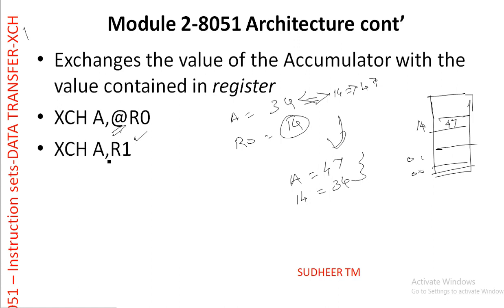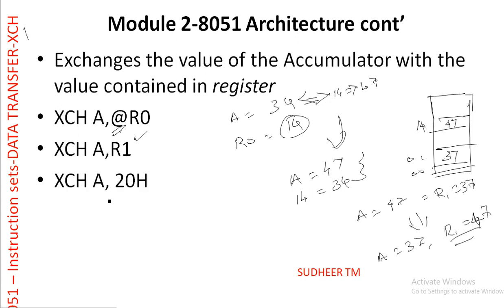Now, XCH A, @R1 means what? What is currently in our accumulator? 47. What is in R1 is 37. When this instruction is executed, A will be 37 and R1 will be 47. This is the flow of data with the exchange instruction. XCH A, 20H means the same with the accumulator and 20H. We can give the address 20 directly.